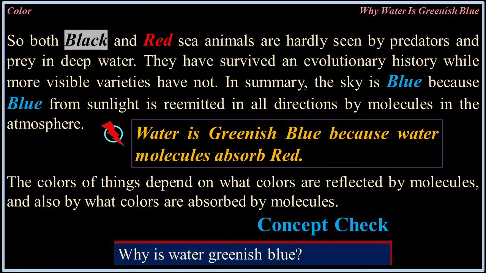In summary, the sky is blue because blue from sunlight is re-emitted in all directions by molecules in the atmosphere. Water is greenish blue because water molecules absorb red. The colors of things depend on what colors are reflected by molecules, and also by what colors are absorbed by molecules. Concept check. Why is water greenish blue?